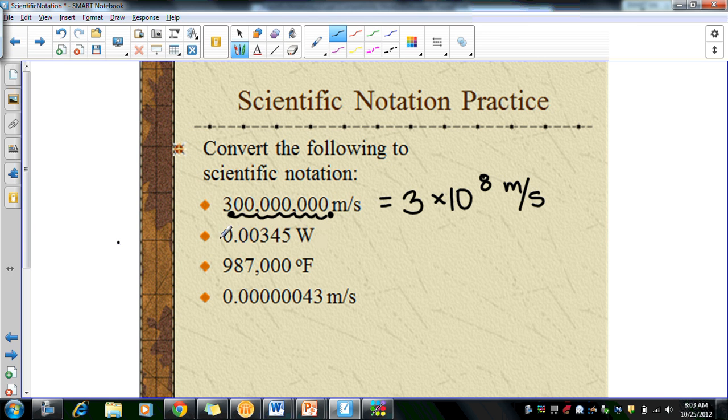And so here's our decimal spot. So we're going to move our decimal 1, 2, 3 places to the right. So we have 3.45 times 10, and we moved it 3 places. And since we went to the right, making this number bigger, we have to give it a negative exponent, watts.